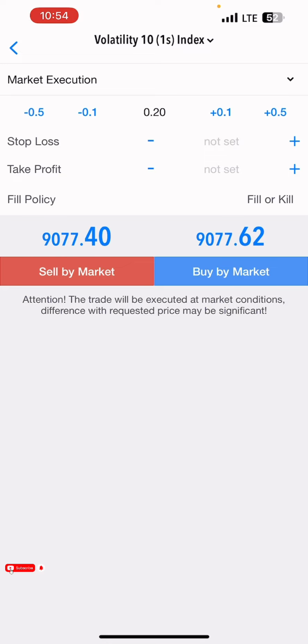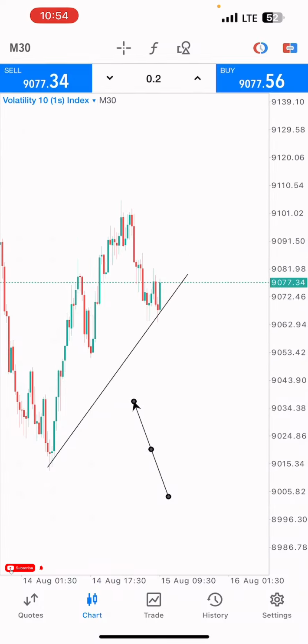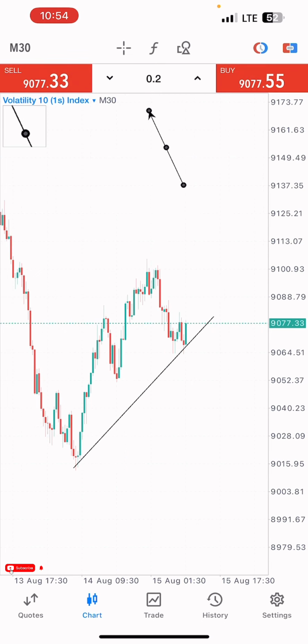Being able to do this and take note of this would help you know the minimum lot size on all volatility indexes. Don't make the mistake of using the same lot size you used on the other index, because you'd be using a higher lot size that doesn't match up with your risk. So this is the minimum lot size on V101S index, 0.2. It has come to 0.2, no longer 3 lot size.